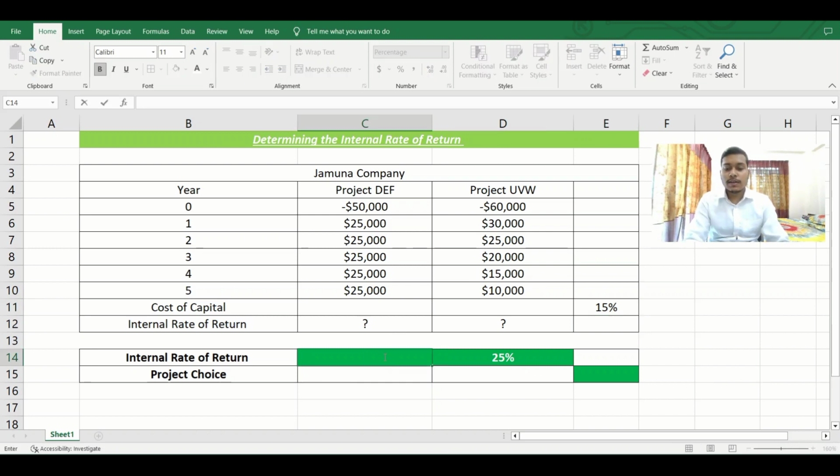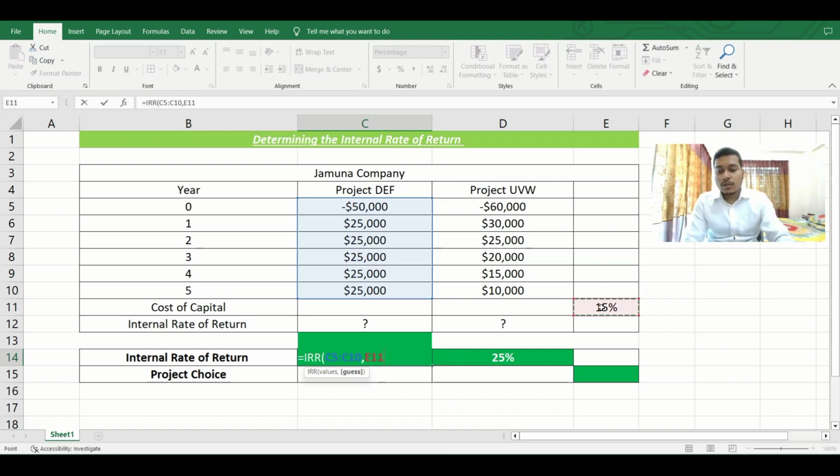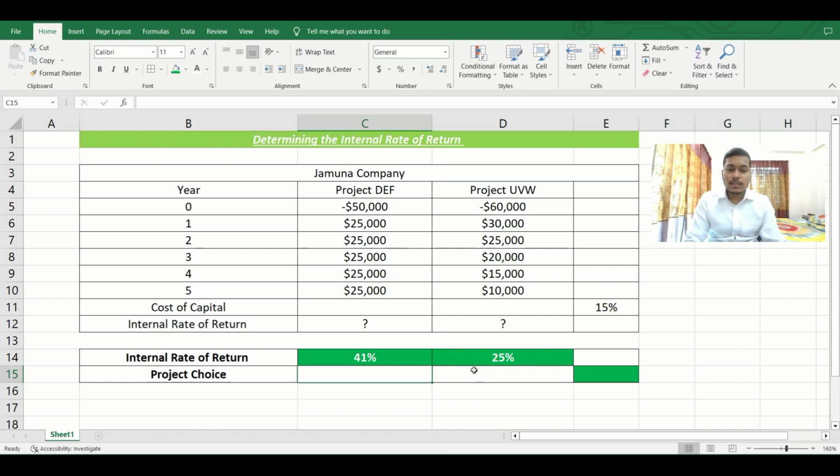To calculate internal rate of return for project DEF, at first we have to put equal sign, then type IRR, double click on it to see the function. Then we have to select all the values of project DEF, including its cash outflow as well as cash inflows. Then we have to put a comma, then we have to put cost of capital, then close the bracket and press the enter key. As you can see, the internal rate of return for project DEF is 41%. In a similar way, you can calculate the internal rate of return of project UVW.